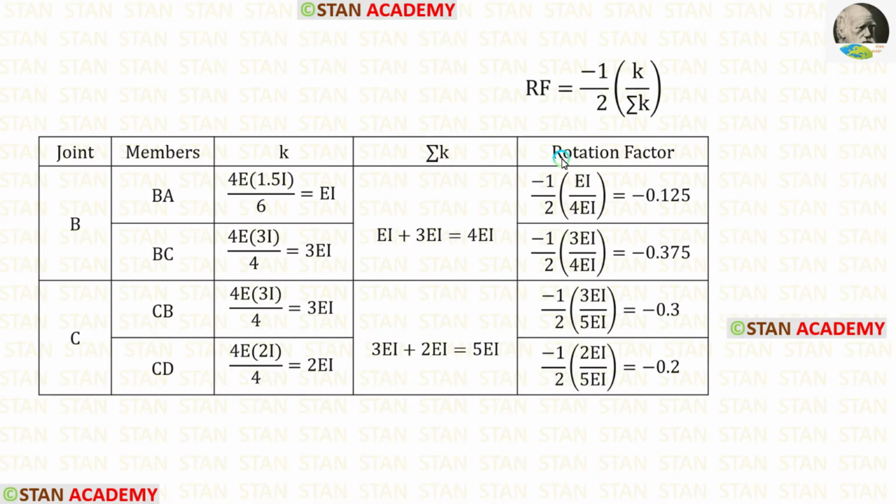Now let us find the rotation factors. The formula is minus 1 upon 2 into k upon sigma k. We have already calculated k and sigma k values. Using the formula, we can find the rotation factors.